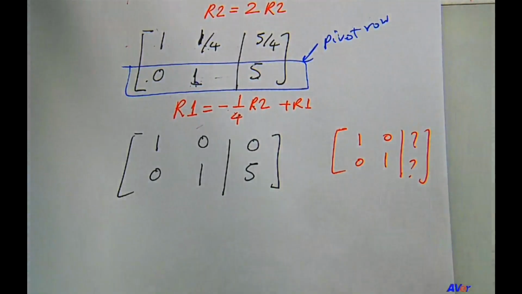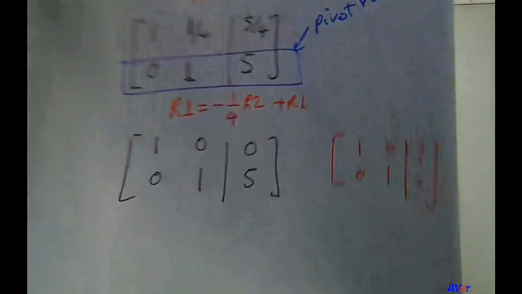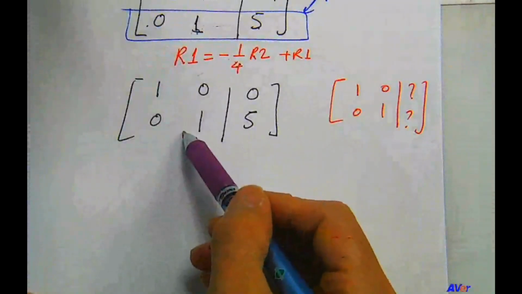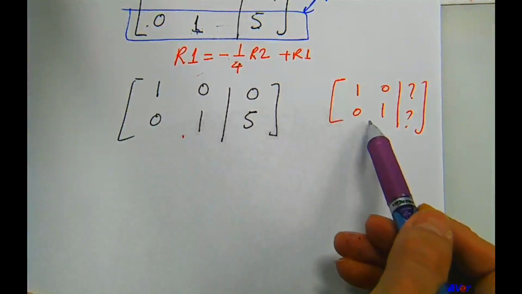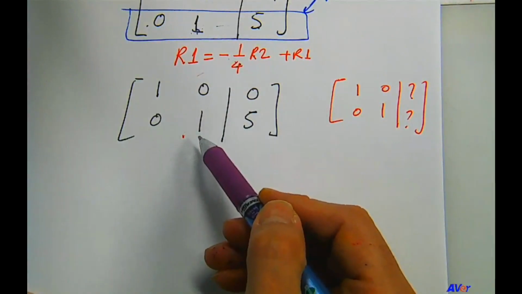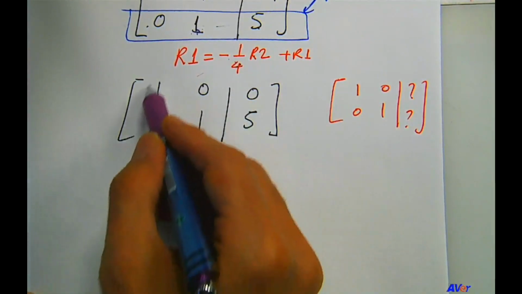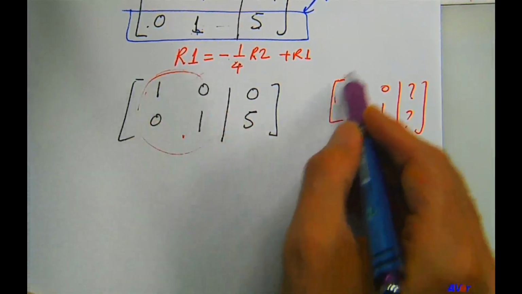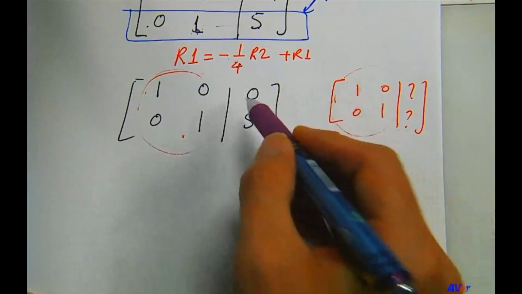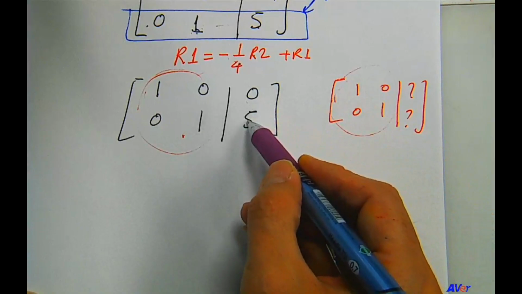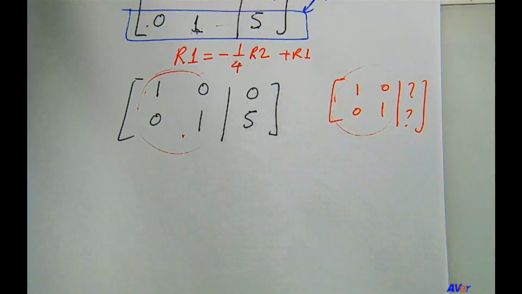So this is the reduced row echelon form, right? Compare what you have. Compare this with this. Are we done? Yes, we're done, because the left side is the reduced row echelon form, so the other side is going to be the solution. So how are we going to write down the solution?